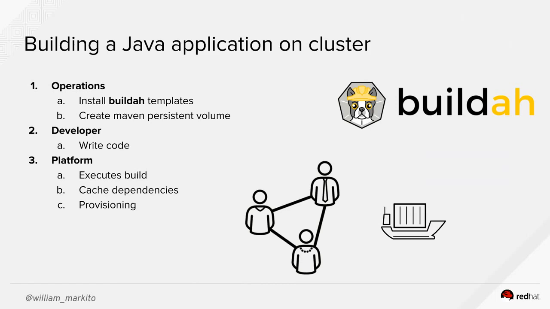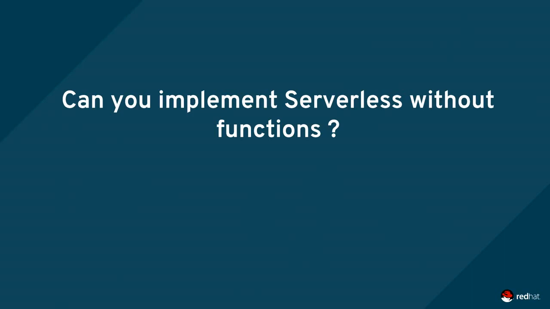And for the build part, that's pretty much it. So you can think about a workflow here where the ops team installs those build templates, I'm using build.a here for that, and maybe creates the Maven persistent volume, so that's going to be shared. A developer just writes code, and the platform takes care of executing that build, caching the dependencies, and then provisioning your app.